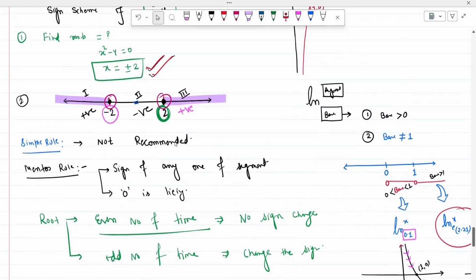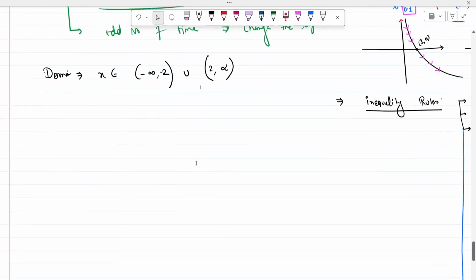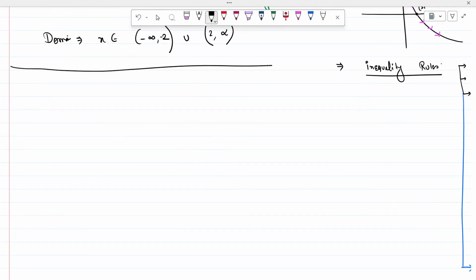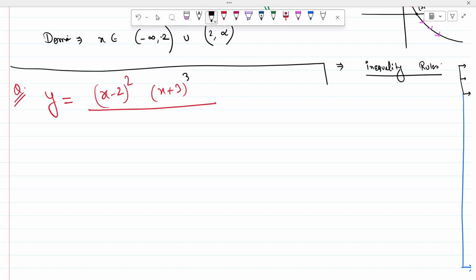I want to explain this one with one more example. This is very important. Sign scheme is very, very important from calculus also. So please see a real question, a real situation. y is equal to (x minus 2) whole squared, (x plus 3) raised to power 4. Oh, sorry, let's change this. (3x minus 7) raised to power 9, x, (x plus 5) raised to power 6, right? And you have to draw the sign scheme of this.